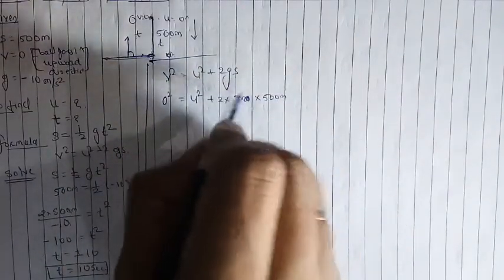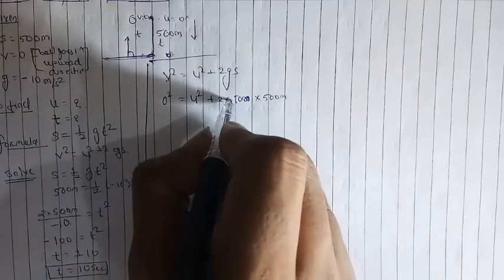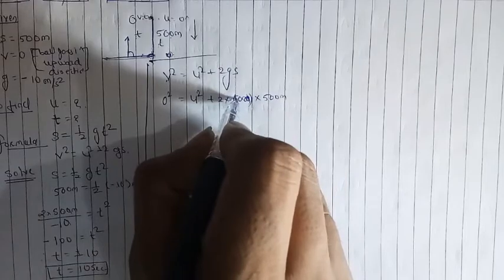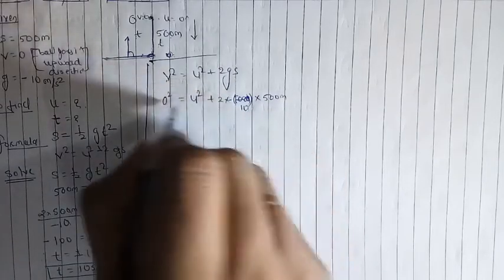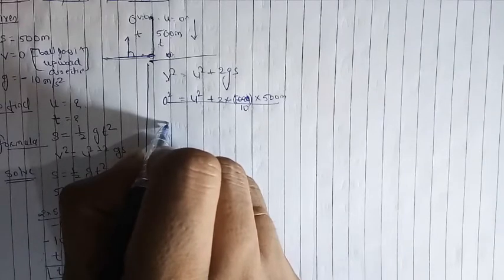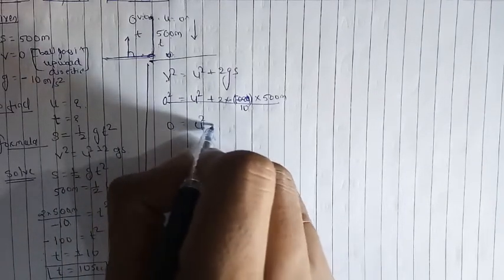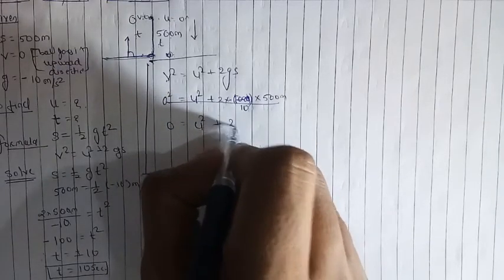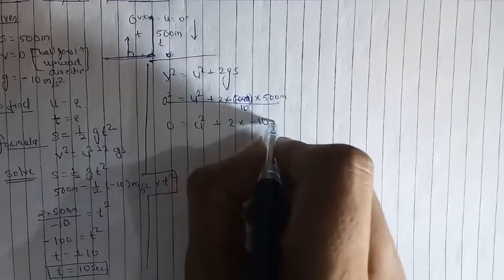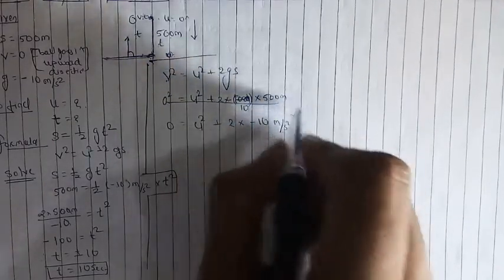See here again the magnitude of g will be negative, so we have to write negative 10. So we can write again: 0 equals to u square plus 2 into g, which is negative 10 meter per second square, into 500 meter.